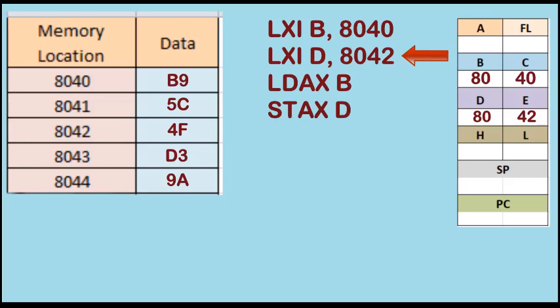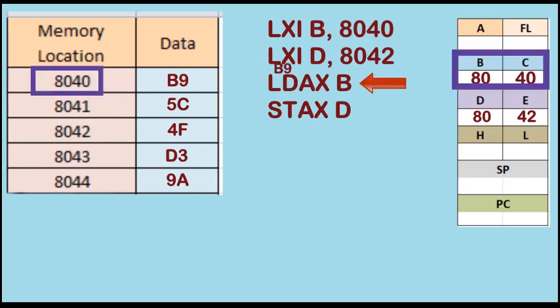Now with LDAXB, what does this LDAXB mean? LDAXB means transfer the data from memory to register A. Now which memory? The one pointed to by B and C. So B and C contain 8040, and here we can see 8040 contains B9. So this B9 will be stored in register A. With this, as we can see, the B9 gets stored in register A.